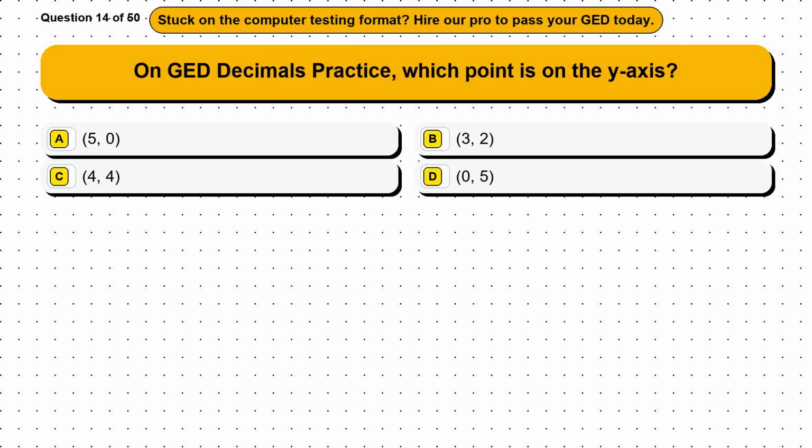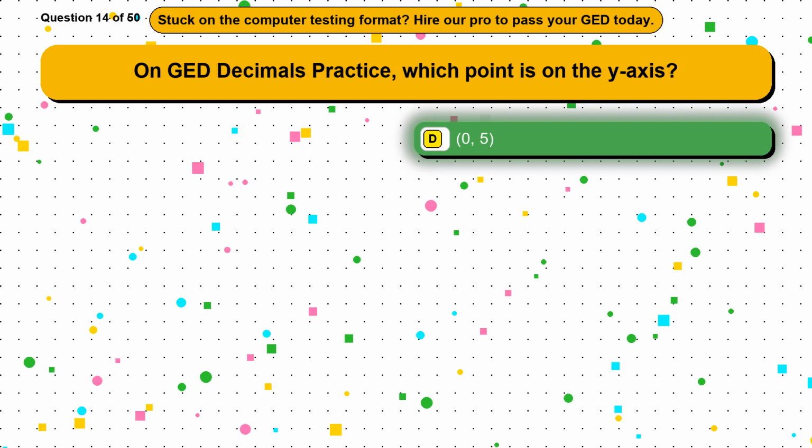Question 14. On GED Decimals Practice, which point is on the y-axis? Option A, 5, 0. Option B, 3, 2. Option C, 4, 4. Option D, 0, 5. The correct answer is option D.